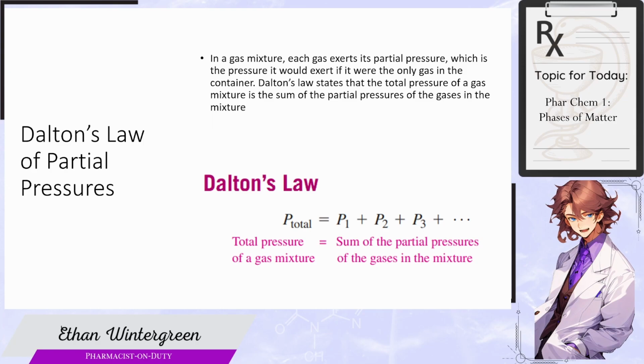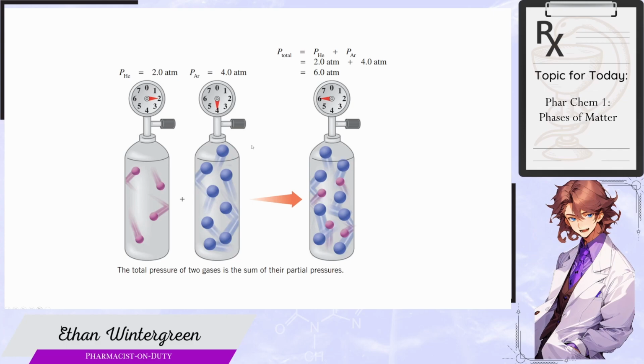Okay. Next, we have Dalton's law of partial pressures. It simply states that if you have two gases combined, the partial pressures of gas 1 and gas 2 would equal the total pressure. So take for example, in this slide, if you have a gas worth 2 atmospheres combined with a gas with 4 atmospheres, if you combine them together, their total is 6 atmospheres.